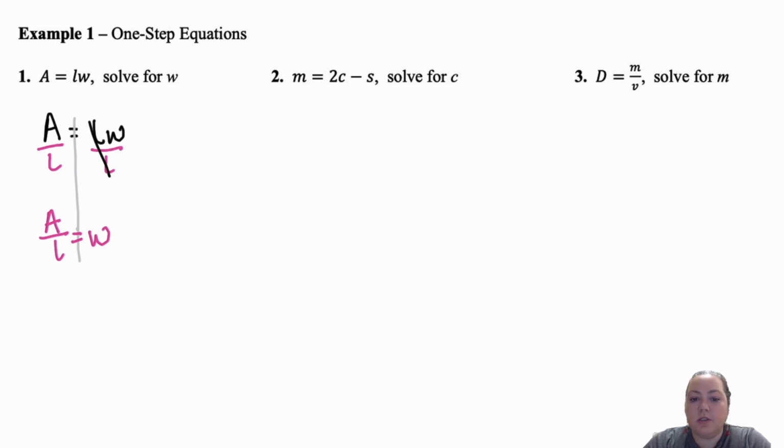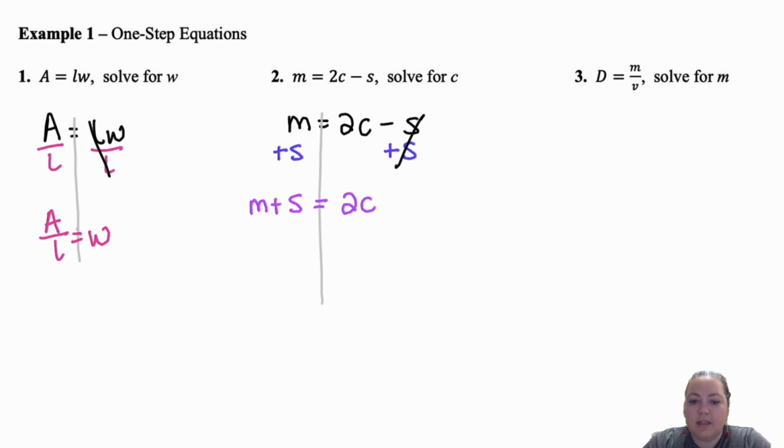All right, M equals 2C minus S. Solve for C. So I want to get C by itself. It's connected to a 2 and an S. I'm going to get rid of the S by adding S on both sides. When I add S to M, it's just M plus S. I don't know what M is equal to, and I don't know what S is equal to. They are not like terms because they're not the same variable. And then I want to get C by itself, so I still have to divide by 2. I divide by 2 on both sides. There's nothing for me to actually divide 2 out of, so I'm just going to leave it as M plus S divided by 2 equals C.